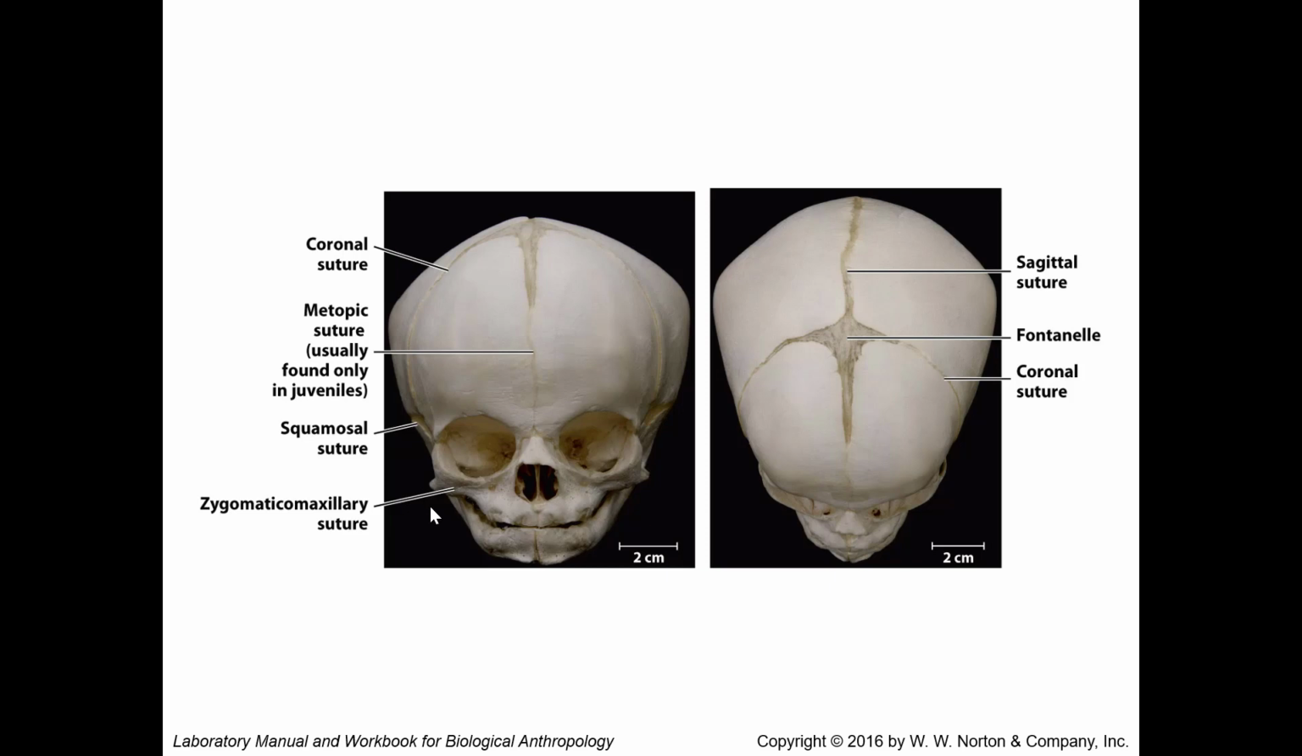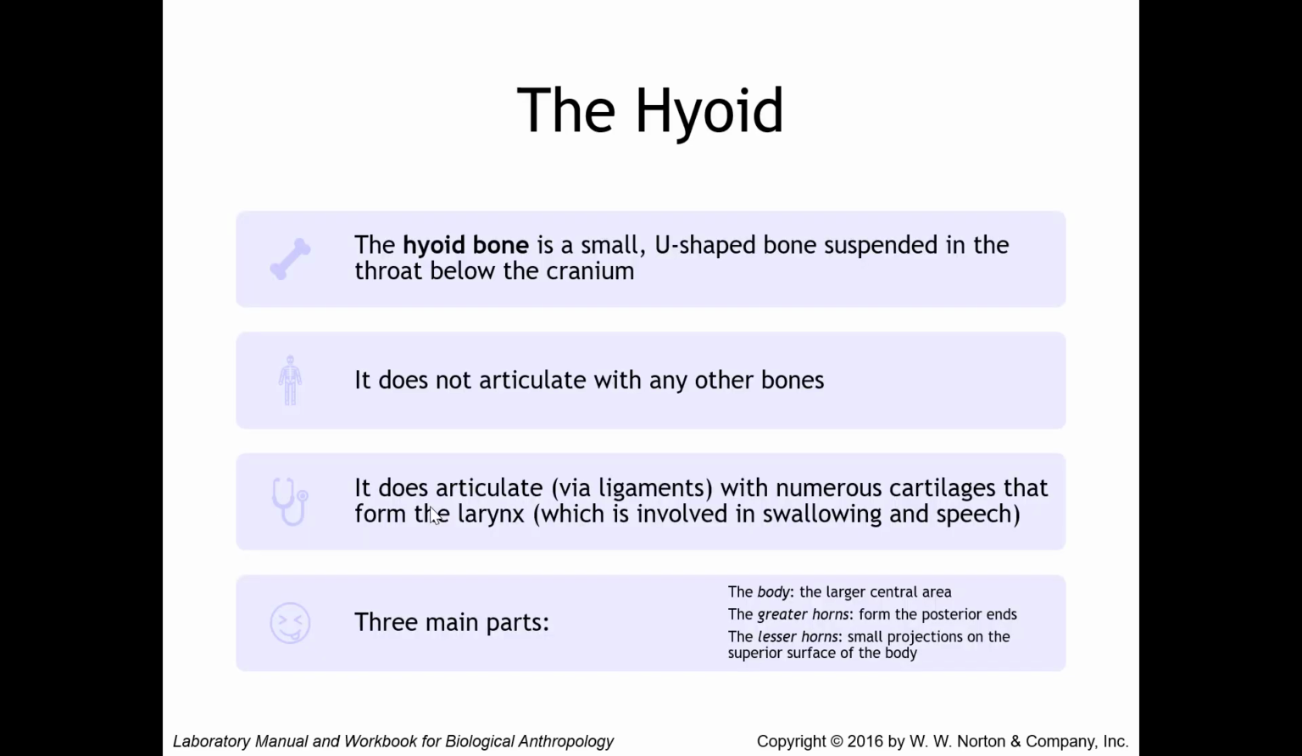So moving on from our sutures, now we are out of the cranium until we get to teeth. We will talk about teeth, but that will be after the hyoid. Right, so next is the hyoid bone. And the hyoid bone is a small U-shaped bone suspended in the throat below the cranium.